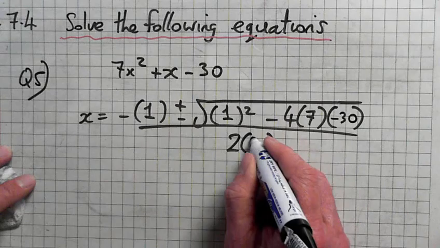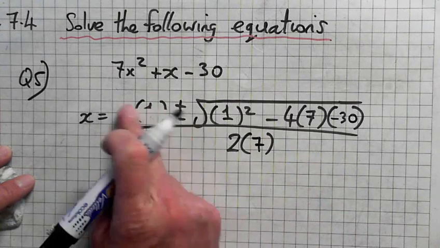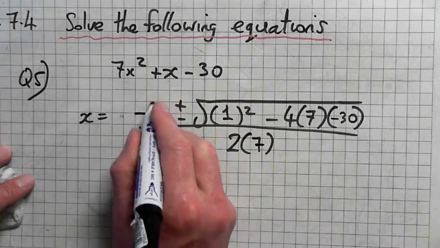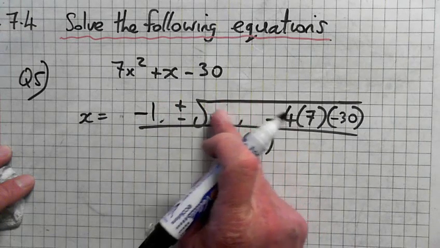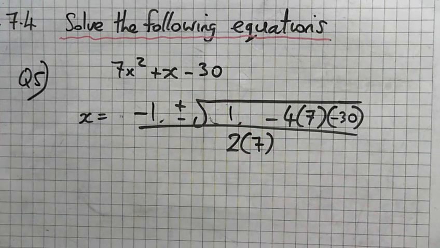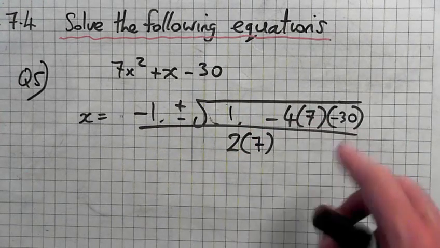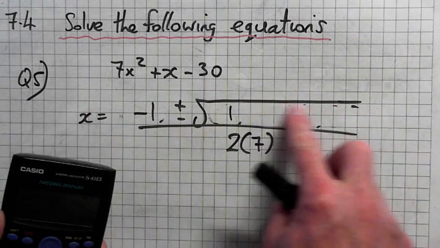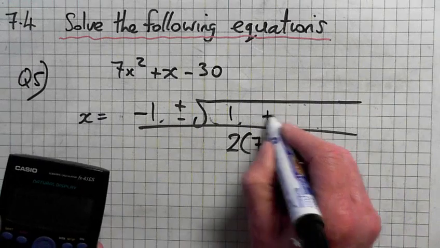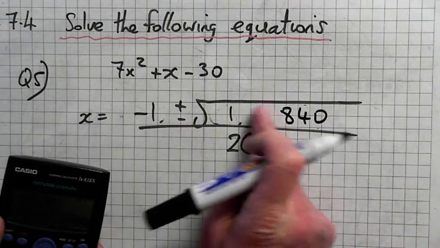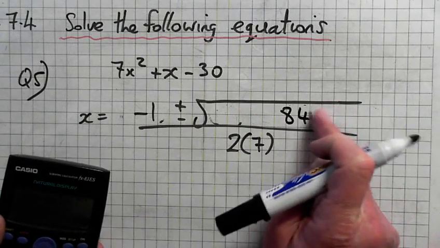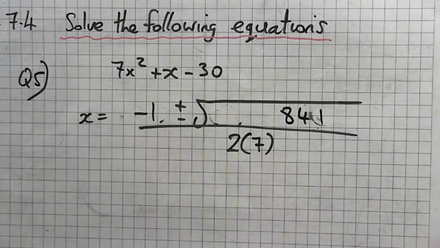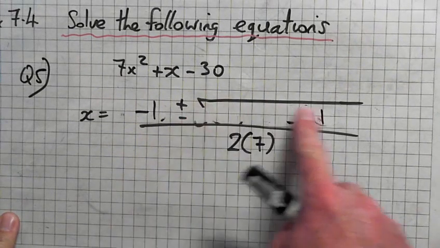What's a? 7. Minus times 1? Minus 1. 1 squared? 1 times 1? 1. 4 times, minus 4 times 7 times minus 30. 840. 840 plus 1? 841. Let's see if we can get the square root of 841. It's 29. The square root of 841 is 29.